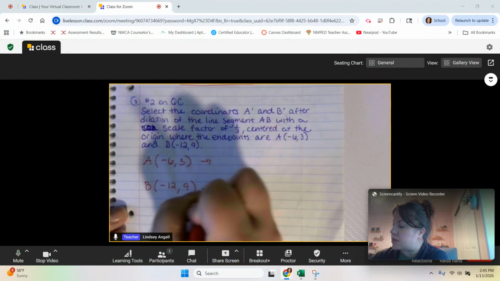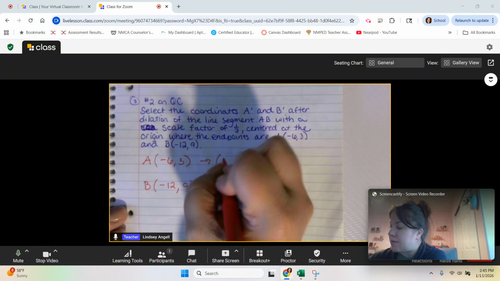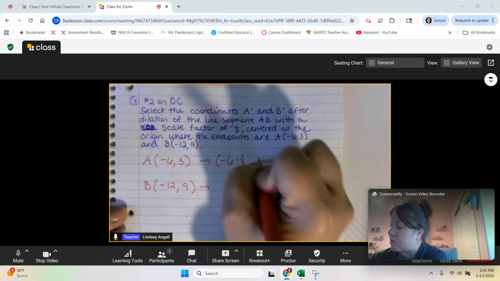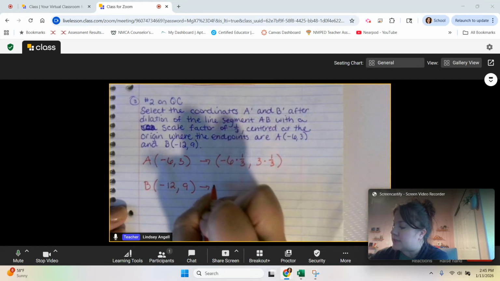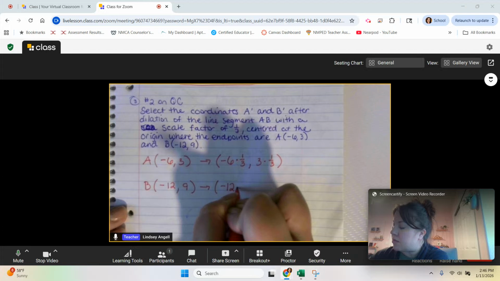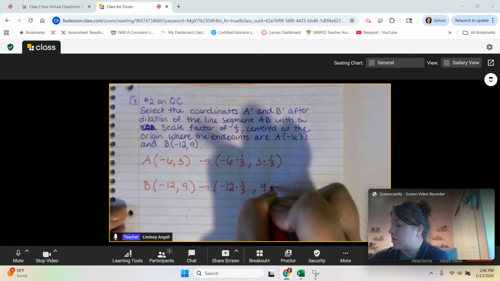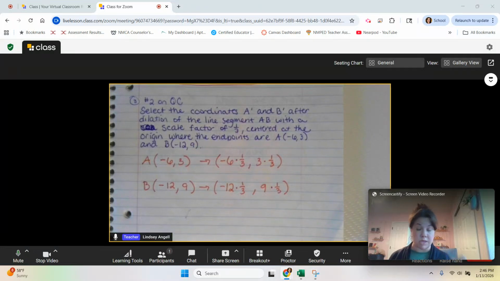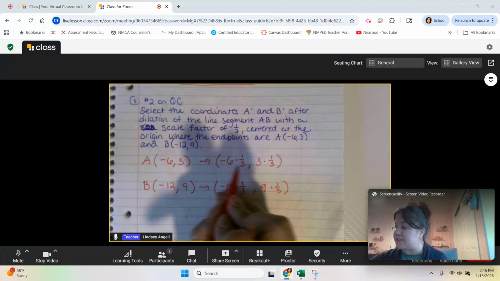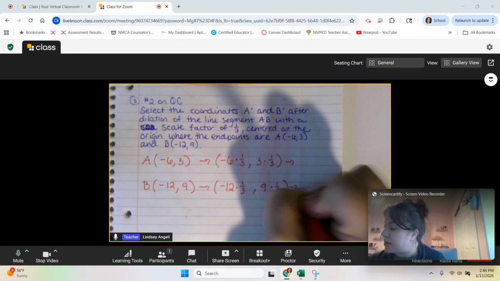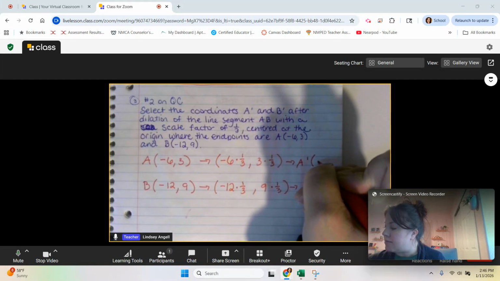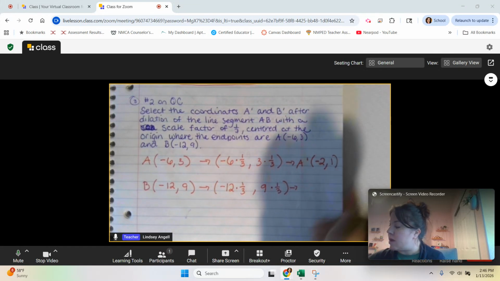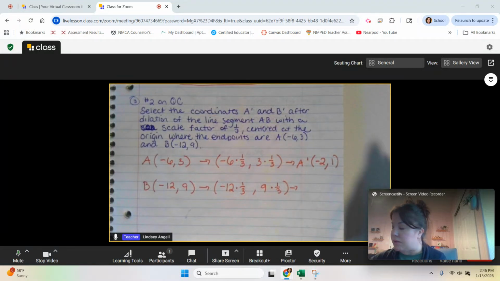So in order to get A prime and B prime, we need to multiply each of our coordinates by 1/3, which again, at least in this case, the numbers that they gave us work well with 1/3. Okay, so multiplying by 1/3 is the same thing as dividing by 3. So -6 divided by 3 to get us A prime, that's going to be -2. And then 3 times 1/3 is 1. You could also do that on your calculator, I don't mind.